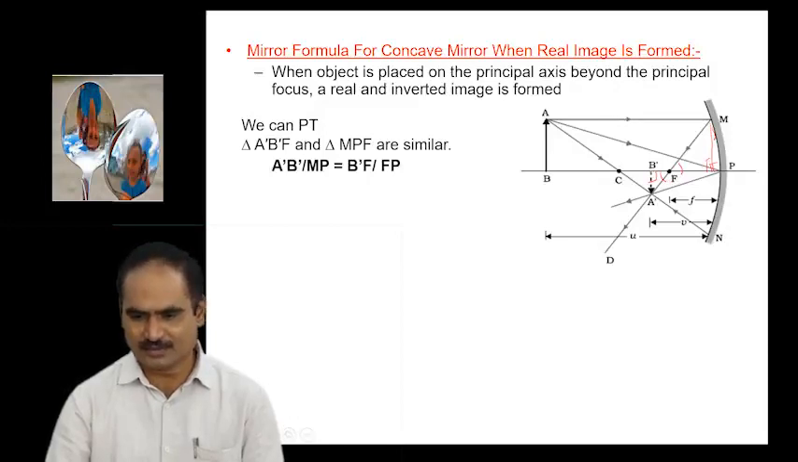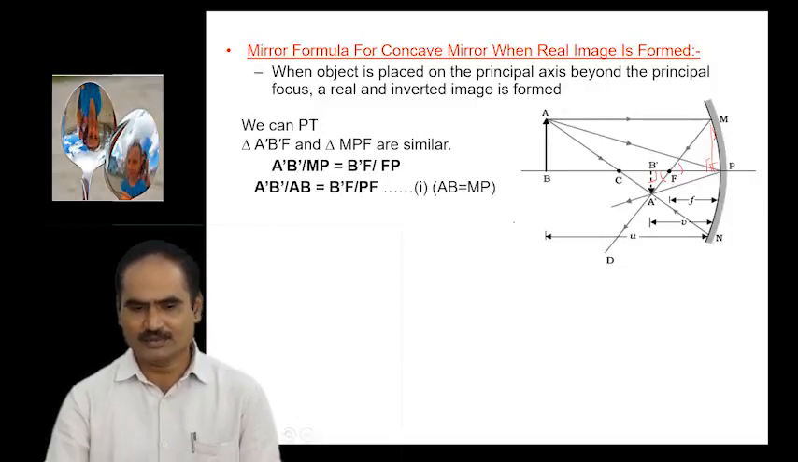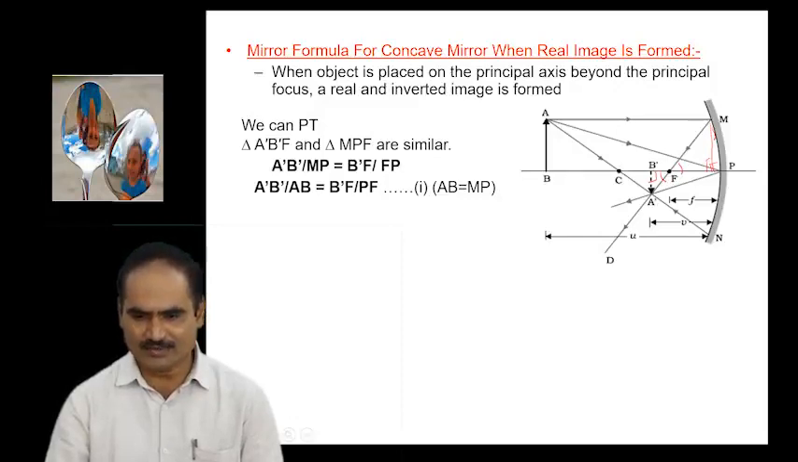So that is A dash B dash by MP is equal to B dash F by FP. Then in place of MP we can write AB, because the height of AB is the same as the height of MP. We'll call this equation number 1.